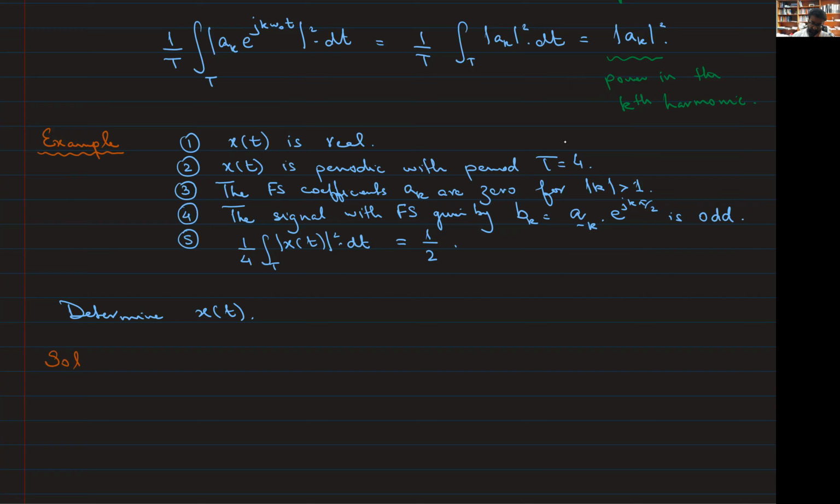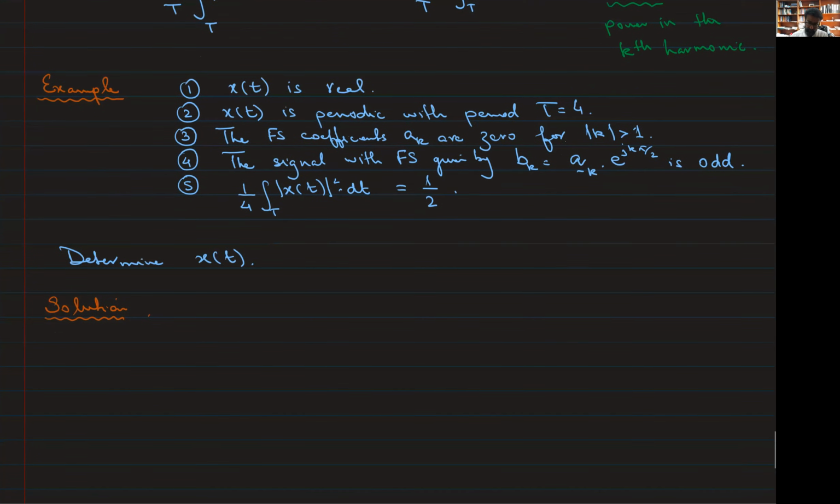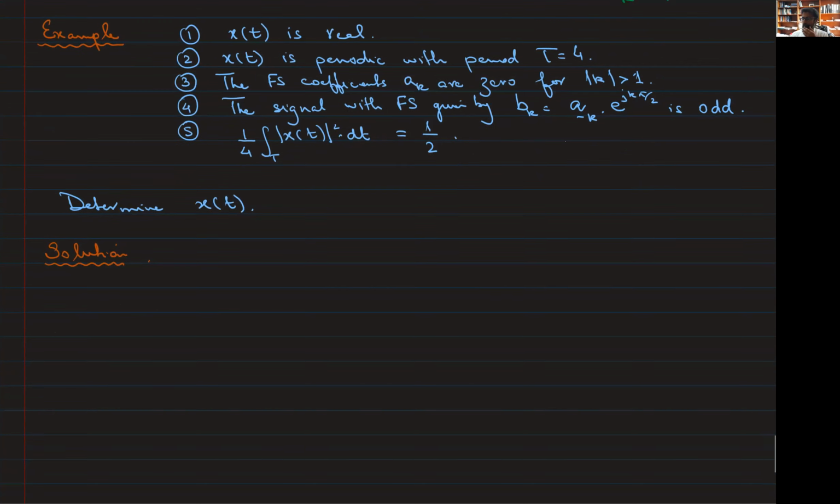So how do I go about this? What should the solution be? Any ideas? How many Fourier series coefficients? Yes Hassan, go ahead. So I think we will have 3 Fourier coefficients. Yeah, right, because we'll have 1, -1 and 0. And the b_k's are also given to us.